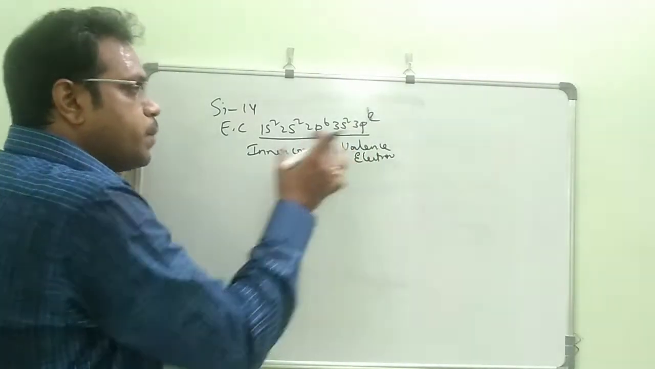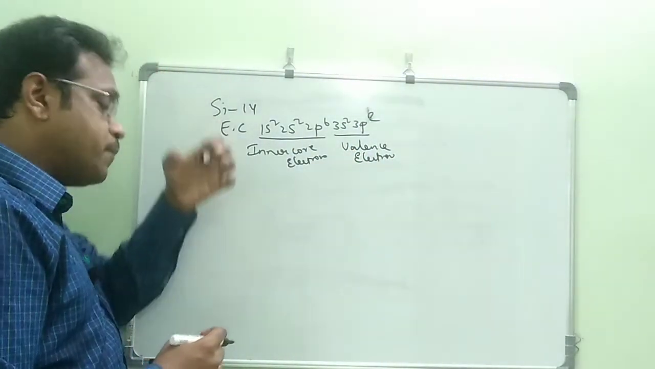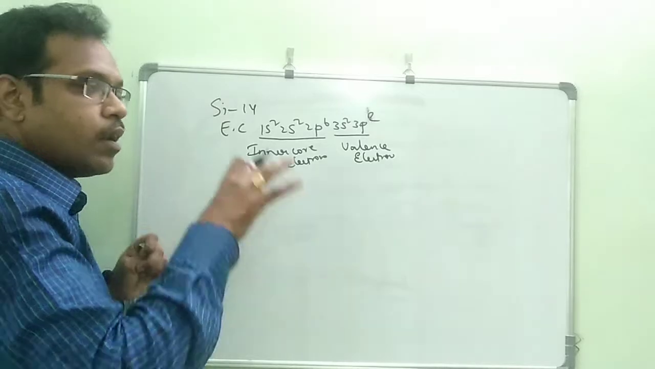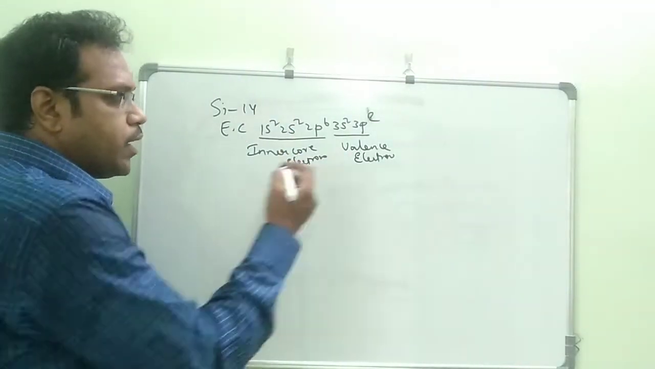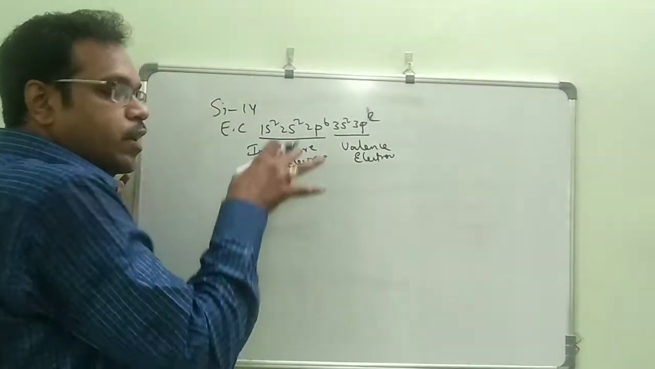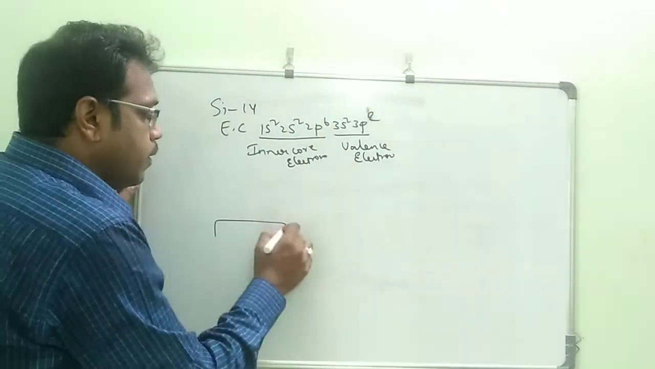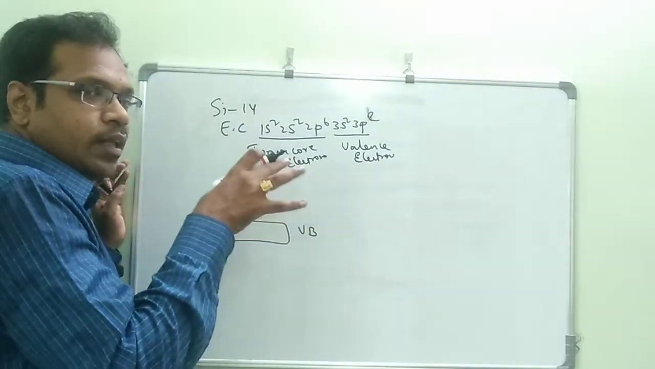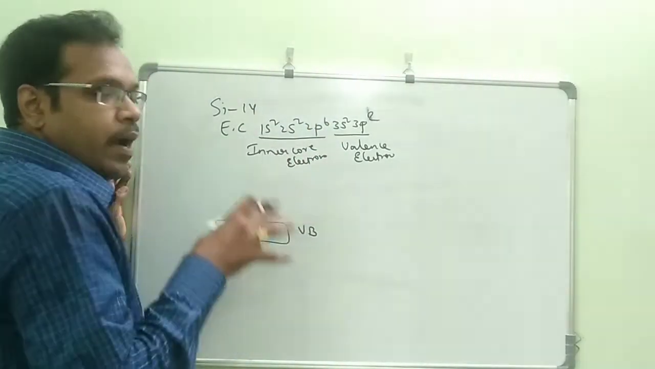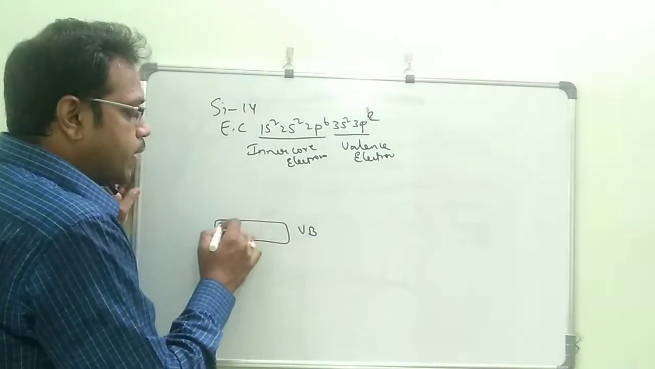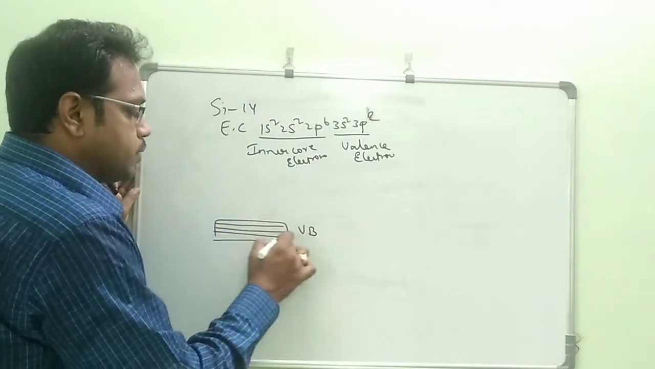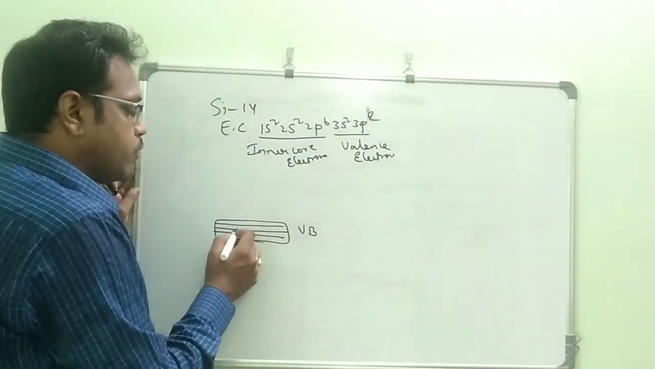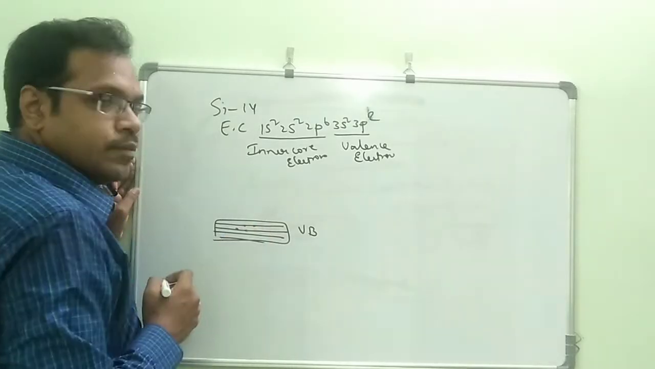And they will be in the valence band. That means there are now two types of energy bands. One is where valence electrons occupy one band, that is called the valence band. Valence electrons will occupy that valence band. Suppose this is a valence band, these are the energy levels, and these 4 electrons will occupy like this.